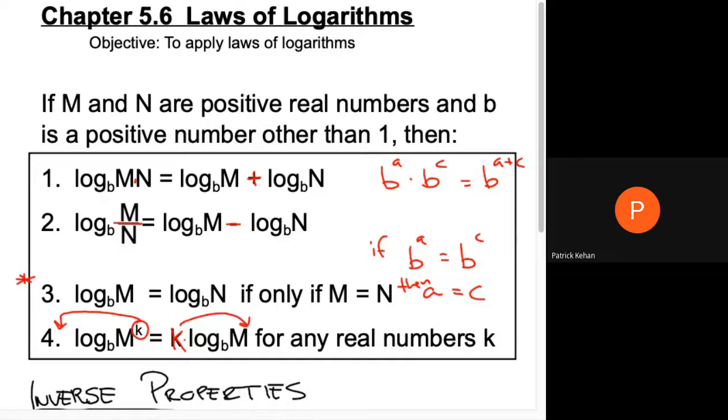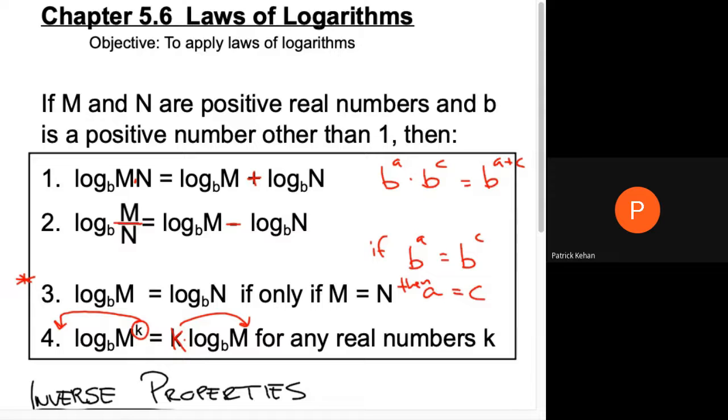This content was covered in Algebra 2, so it's a review. But again, this is a new lesson for us. So we start off and it says if m and n are positive real numbers and b, the base of the logarithm, is a positive number other than 1, then these 4 rules apply.